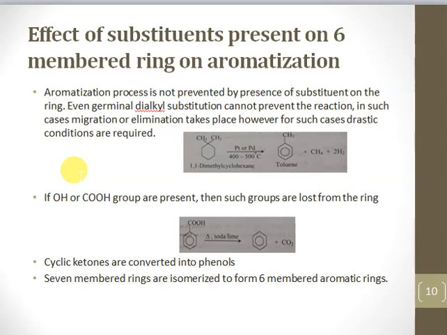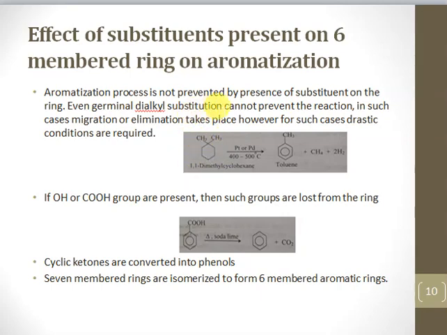Right, suppose we have a 6-membered ring and we have to carry out the aromatization, and suppose it has substituents attached to it. We are here to determine the fate of these substituents, so what will be the result of these reactions. Consider we have a system which is substituted and we have to carry out aromatization. Aromatization is not prevented by the presence of any substituent on the ring, right? Even if you have two alkyl groups attached to the same carbon, which are known as geminal alkyl groups. Suppose this example: here we have two methyl groups attached to this carbon of cyclohexane.